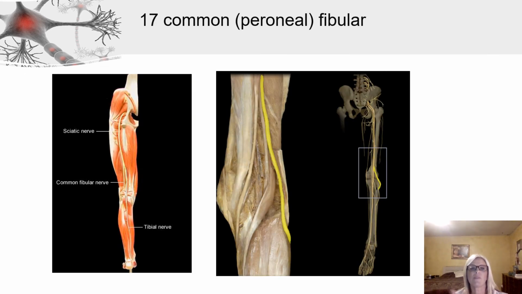All right, so here we have the common peroneal or fibular nerve. This is also sometimes called the common peroneal nerve, external or lateral popliteal nerve. This is the smallest terminal branch of the sciatic nerve. You can see the sciatic nerve here, and then it branches off right there to be the common fibular or peroneal nerve. And this is going to innervate the biceps femoris.